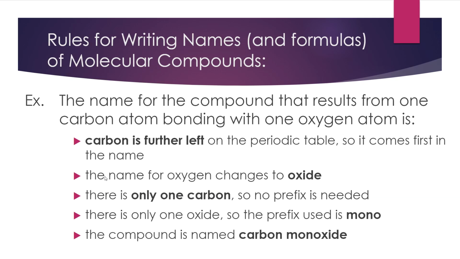The name for the compound that results from one carbon atom bonding with one oxygen atom: carbon is furthest to the left on the periodic table, so it comes first in the name. The name for oxygen changes to oxide. There is only one carbon, so no prefix is needed. There is only one oxygen, so the prefix used is mono. And the compound is named carbon monoxide.